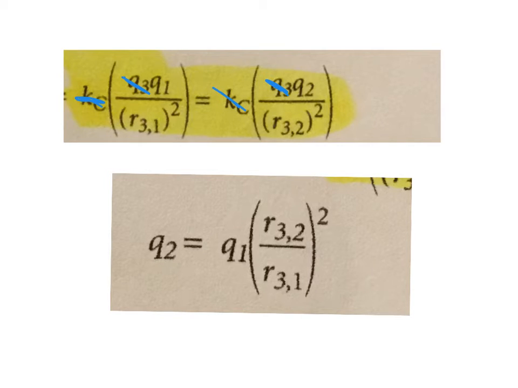our Q3 on each side, and so what we end up getting is Q1 over r31 squared equals Q2 over r32 squared. And so this right here is a version of that if we want to solve for Q2, but I just wanted to show you how we got this bottom equation from the top equation. And it's going to be the bottom one that we're going to use on our problems.